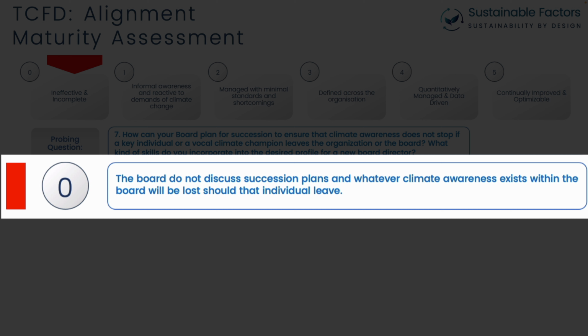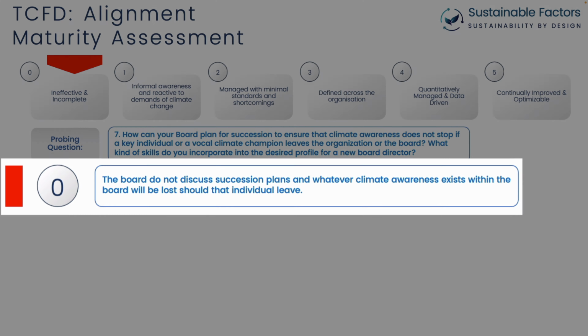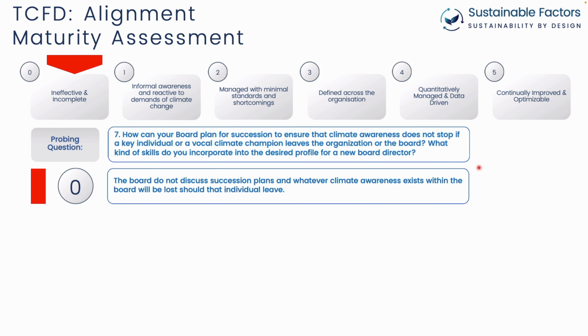Now, many small cap organizations might still be here today, by the way, where a nomination committee may not have considered the climate-led talent required to manage the incoming disclosure regulations. Now, if a board committee can demonstrate that they have and they do consider succession planning in the context of climate talent, then we move on to test the organization at level 1.